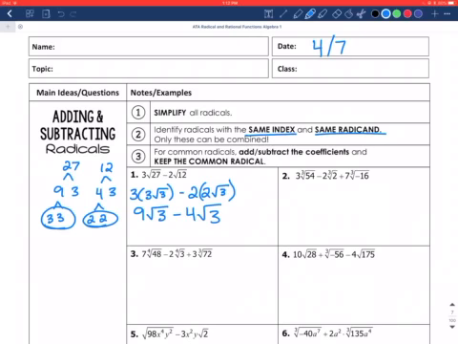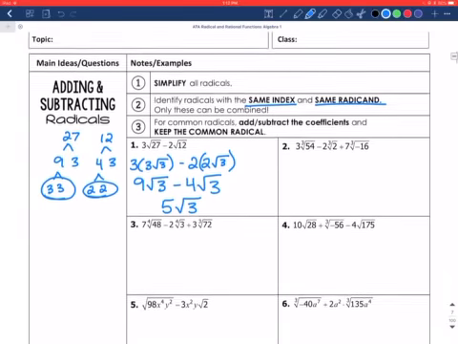And now, as you can see, we do have the same index, and we do have the same radicand. So again, treat it like a variable. If I gave you 9x minus 4x, that answer would just be 5x. So here, 9 square roots of 3 minus 4 square roots of 3 is just going to give me 5 square roots of 3. That's it. So we can keep going.